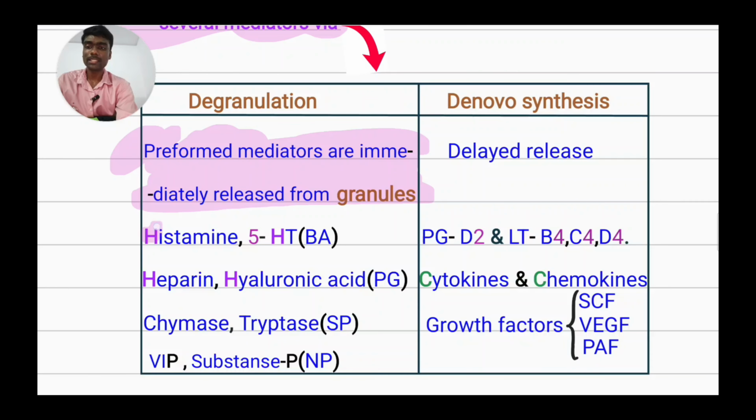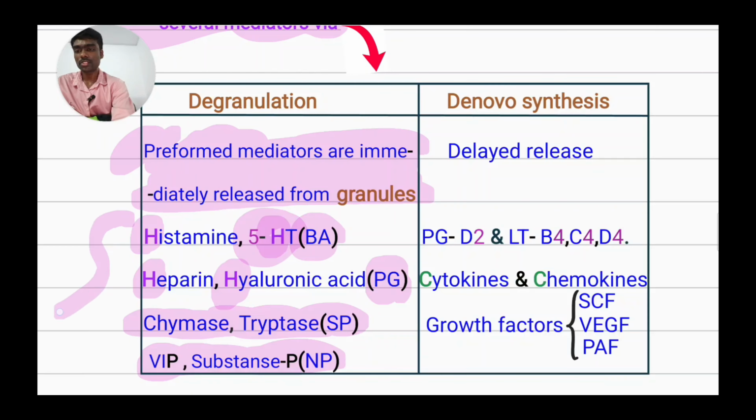Examples are histamine and serotonin. These are biogenic amines. Serotonin is also called 5-hydroxytryptamine. Heparin and hyaluronic acid, these two are proteoglycans. Chymase and tryptase, these two are serine protease enzymes. Neuropeptides like VIP and substance P. These are all the list of preformed mediators which are immediately released upon activation.